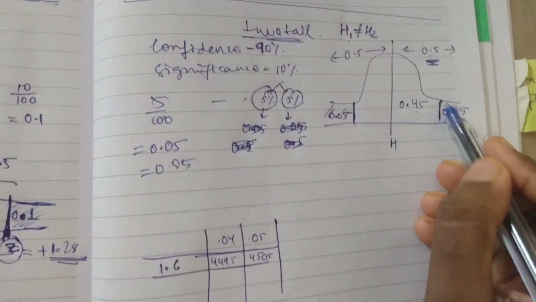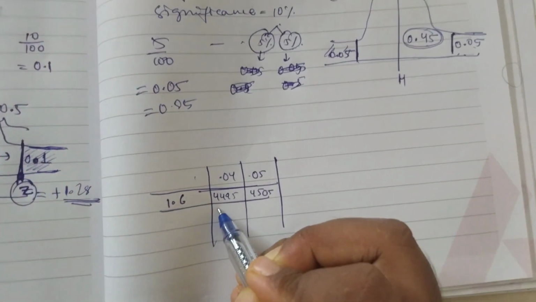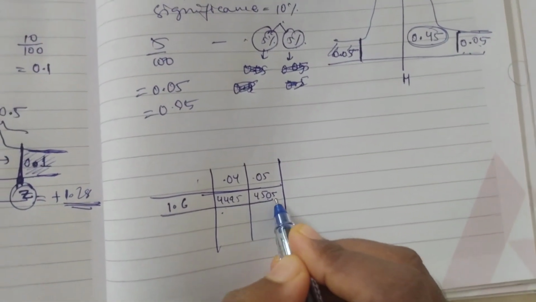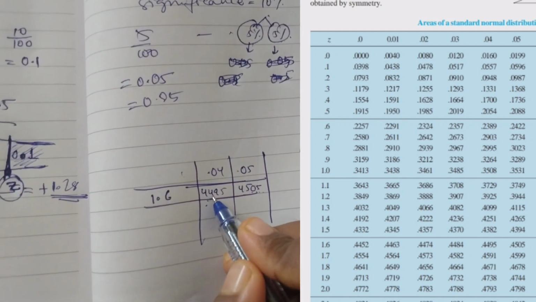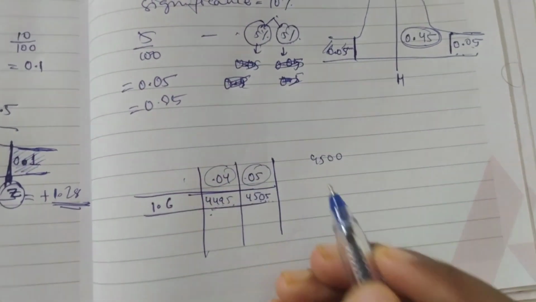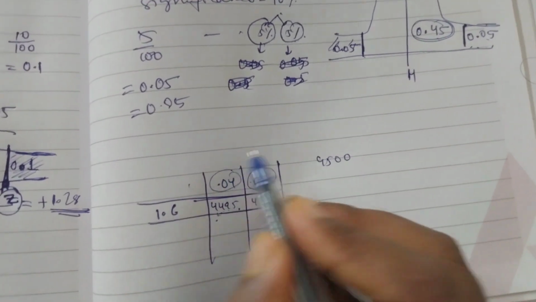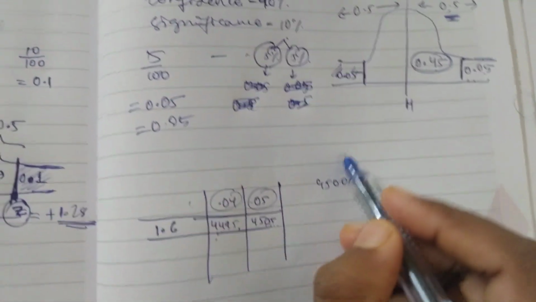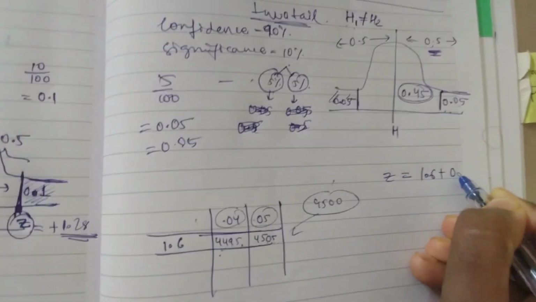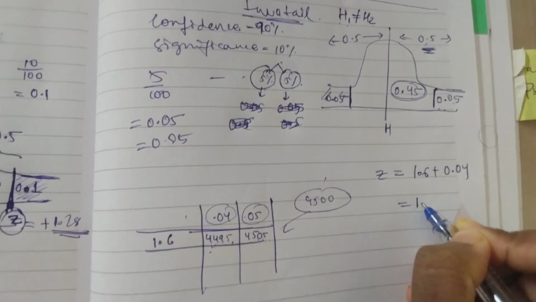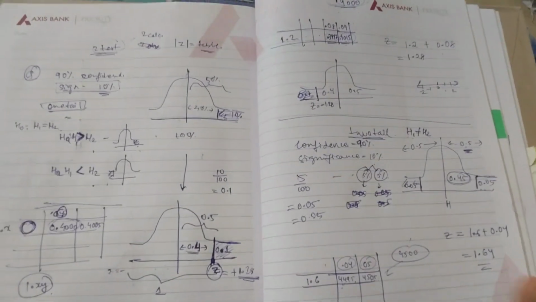Okay, so here we need to check this one in the graph. When we go to the graph, we will see this is 4505. We want 4500, and here it is 4495. So you can consider any one. It is just 0.0005 more or greater than the expected value. So here we will get z equal to 1.6 plus 0.04, which is 1.64. Okay, I hope that is clear for one tail and two tail tests.